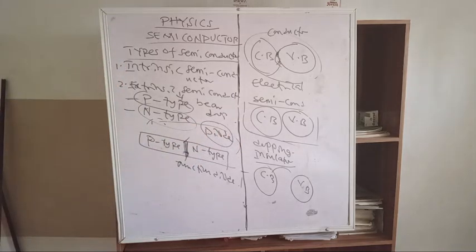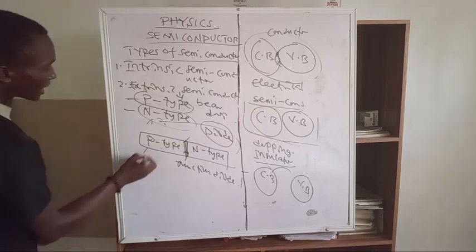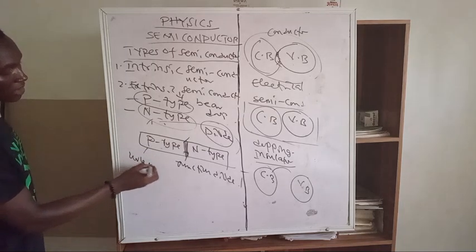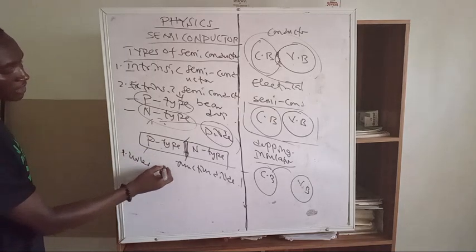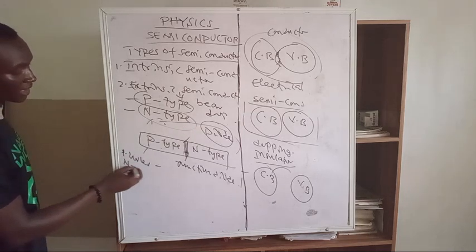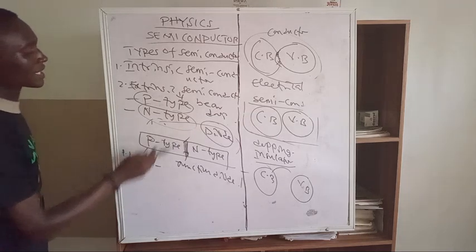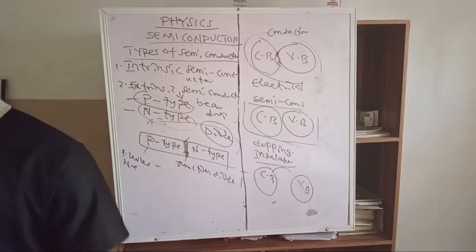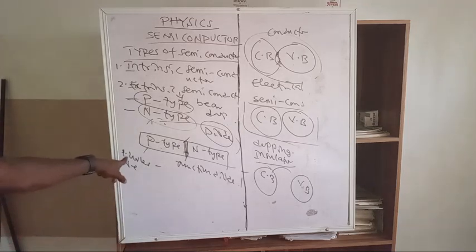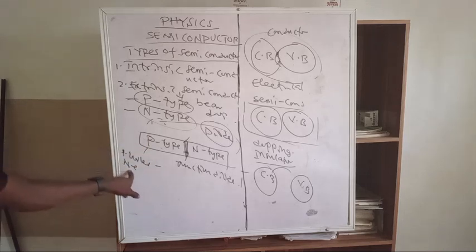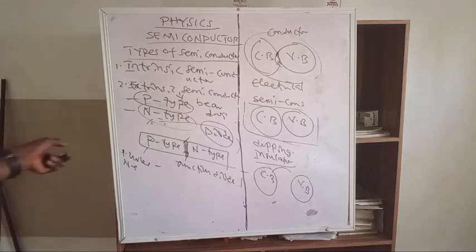So what is a P type extrinsic semiconductor? A P type semiconductor is an extrinsic semiconductor which contains positive holes as the majority carrier and negative free moving electrons as the minority carrier. So at the P type, the positive holes are the majority carrier, while the free moving electrons are the minority. Then the reverse is the case at the N type.